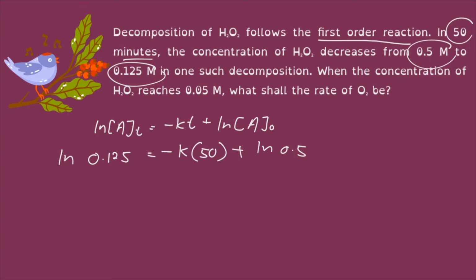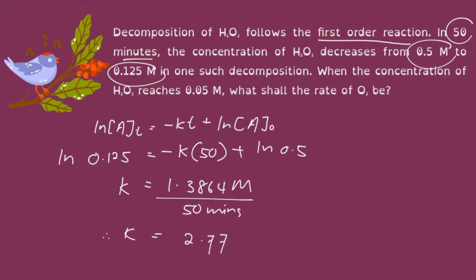Right, so it means that you can calculate your K is equivalent to 1.3864 molar divided by 50 minutes. Alright, therefore you get your K is equivalent to 2.7728 times 10 to the power of negative 2 molar per minute. Right, so this is the first step of doing this question.